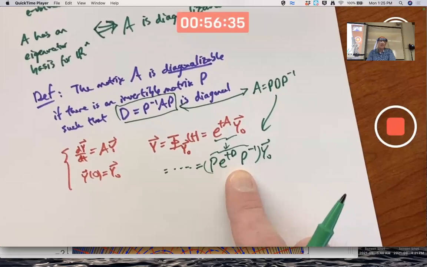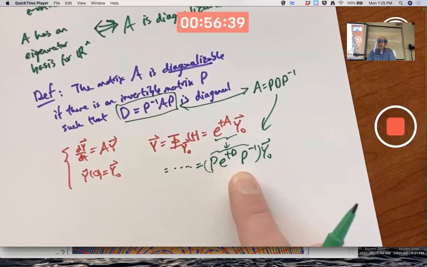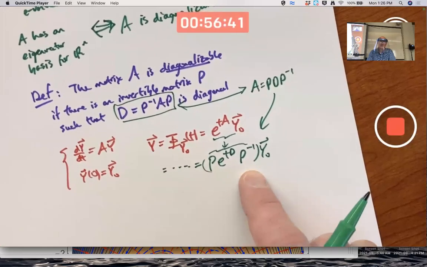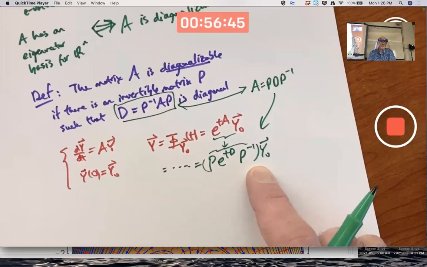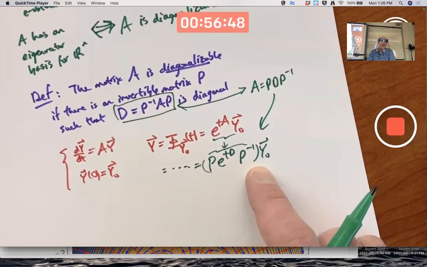Though if you got bigger than even a 3 by 3, if it was 4 by 4 or bigger, even by hand, even knowing this is the way to go, it's still a big pain. For one thing, P inverse would be difficult to find. That's probably the main painful thing about it. Very time consuming.